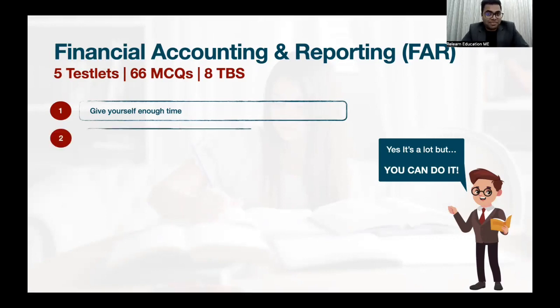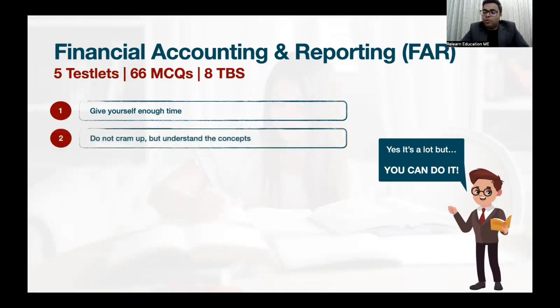The second tip is that often we try to cram up a lot of different concepts. Do not do that. Understand. Just imagine a situation where you have crammed up something and in the exam, the examiner twists the question. What will you do then? Right? So it's very important that you have also understood the concept.